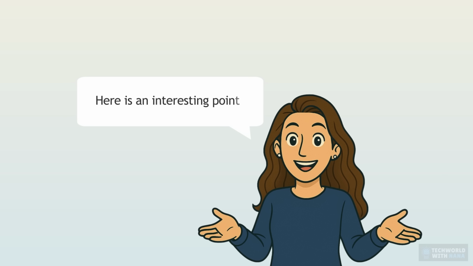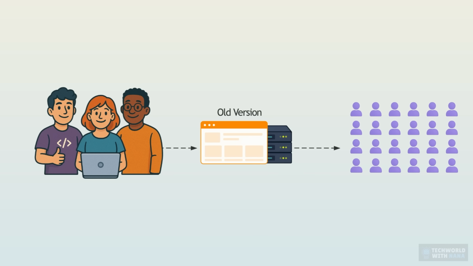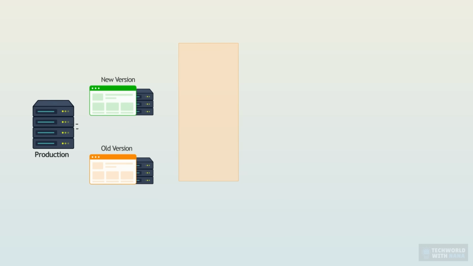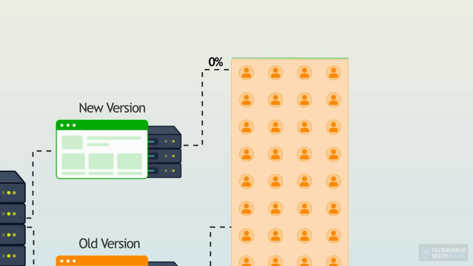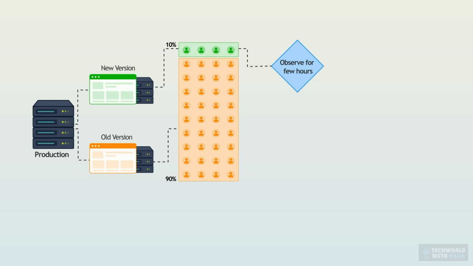But here's an interesting point. Smart teams do not just flip to the new version for everyone at once. They release it to 10% of users first. So 90% of users still get the old version. Only 10% see the new one.